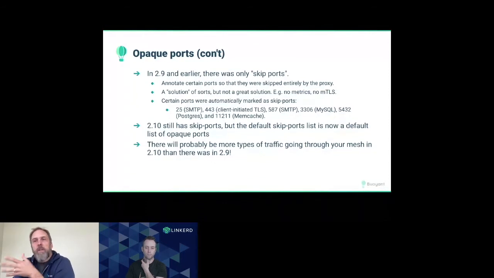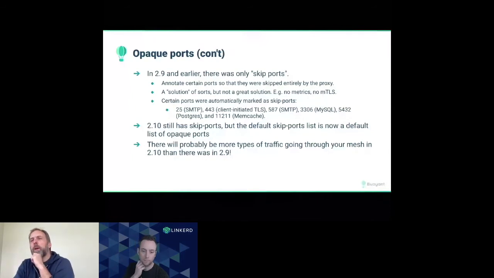And then the change that gets a little complicated when it comes to upgrade time is that we have replaced the skip ports list. There's a default list of ports that would automatically be skip ports. We've replaced that with opaque ports. So, for example, if you were running SMTP, if you were on port 25 or port 587 in 2.9, that would automatically bypass the proxy.